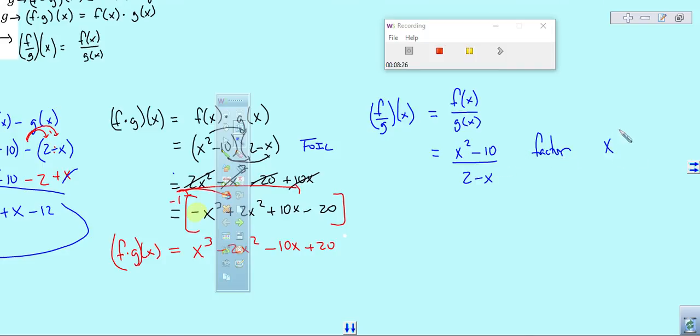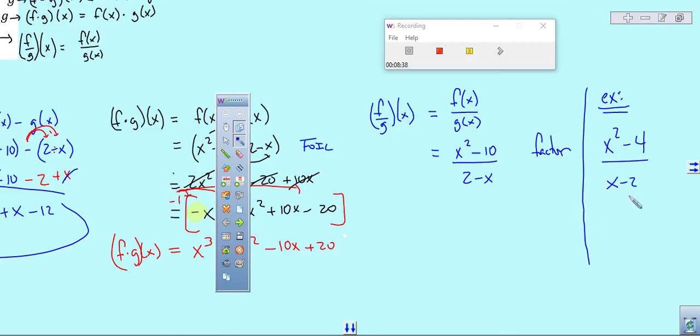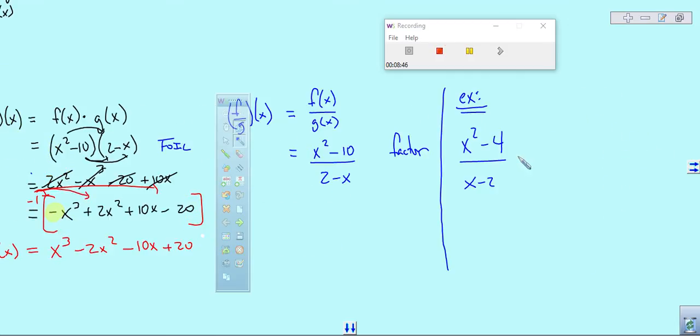Like for example, if this was x squared minus 4 over x minus 2. This is an example, this is not the problem, okay? This is an example of a side thought. If I had these two, I could factor the top, and it would become x plus 2, x minus 2 over x minus 2. So we have an x minus 2 on the bottom and an x minus 2 on top. We could simplify that, and so our final answer would just be x plus 2.